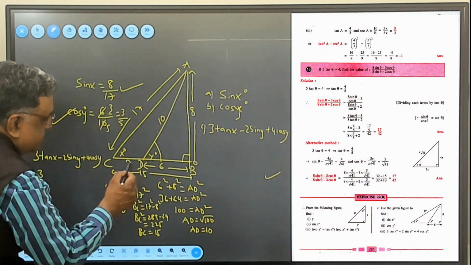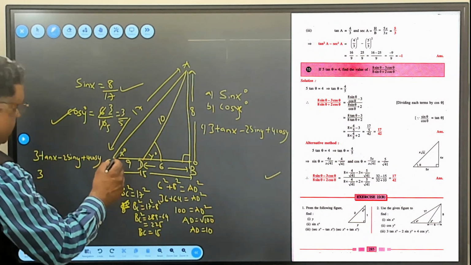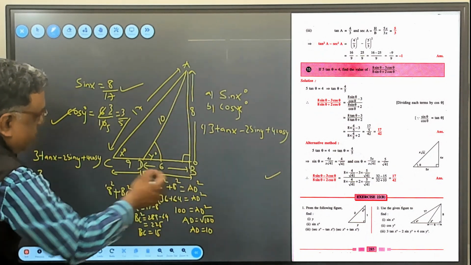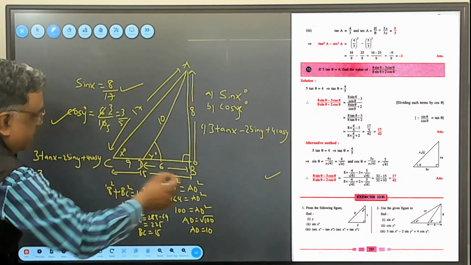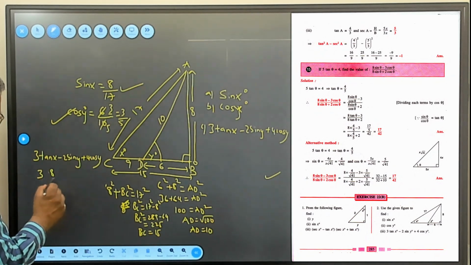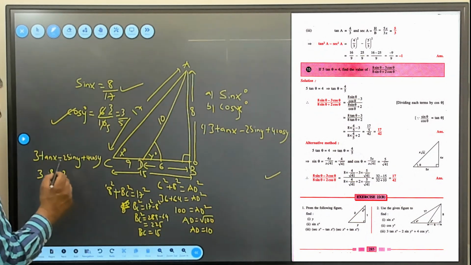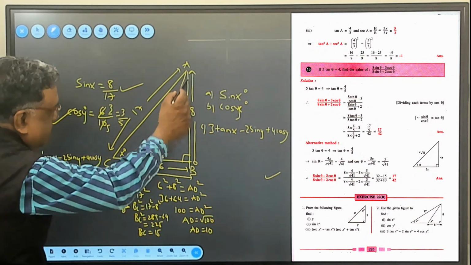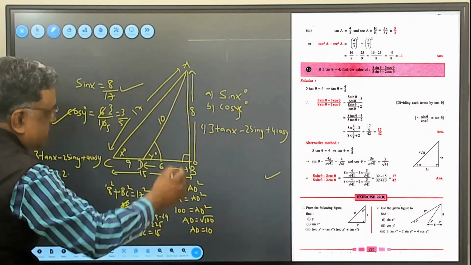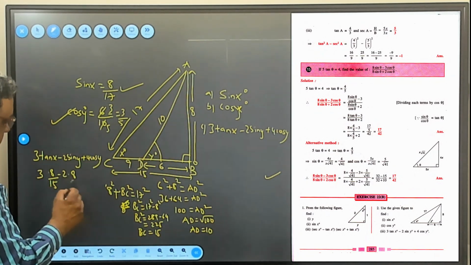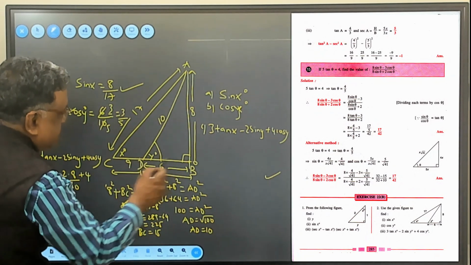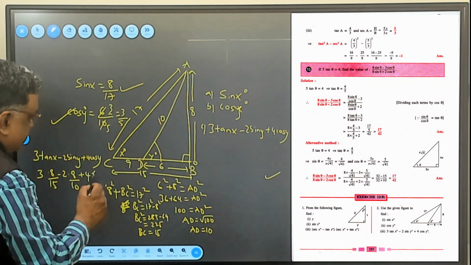So the balance CD will be 9. So now I can find out tan x. Tan x is going to be AB upon BC, opposite upon adjacent, which is 8 upon 15. So 8 upon 15 minus 2 sin y. Sin y is opposite upon hypotenuse in this triangle, 8 by 10, plus 4 cos y. Cos y is adjacent upon hypotenuse, which is 6 by 10.